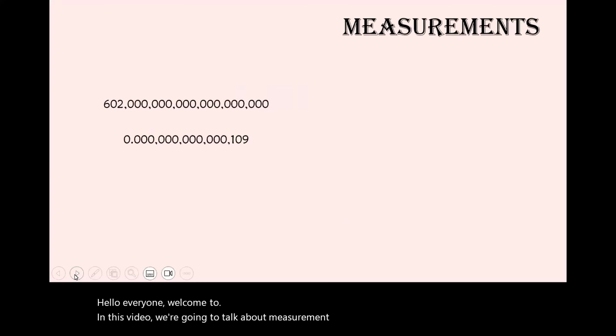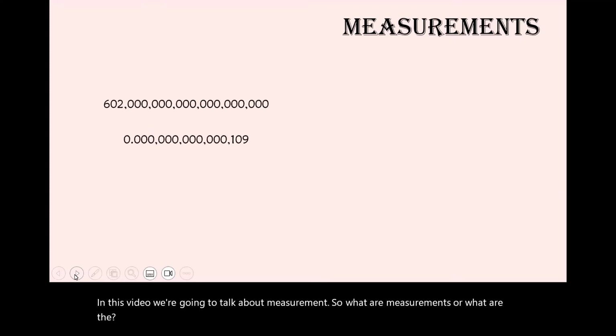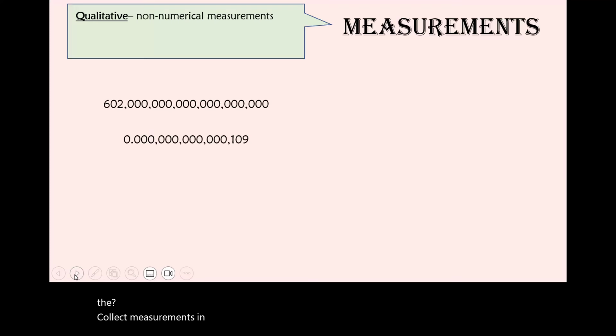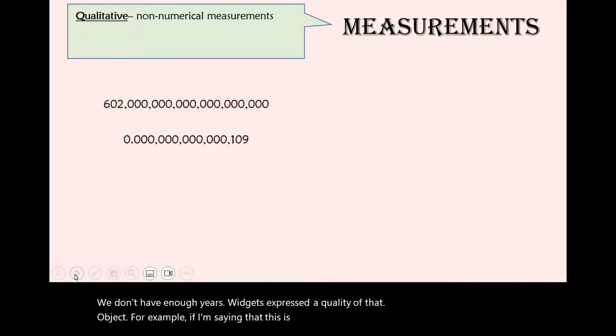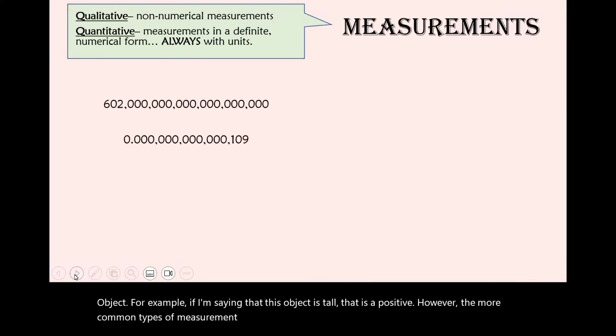So what are measurements, or how do we collect measurements in science? There are two types of measurements that we can have in any type of science. We can either have a qualitative measurement, when we don't have any numbers, we just express a quality of that object. For example, if I'm saying that this substance or this object is tall, that is a qualitative measurement. However, the more common type of measurement in science is the quantitative measurement.